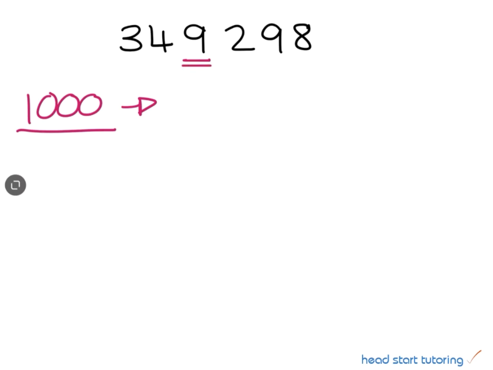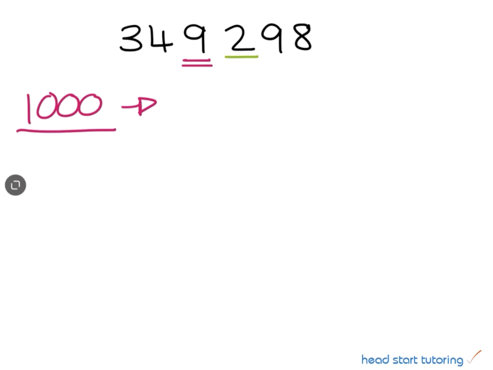Because I've now underlined the thousands column, I need to have a look at the number to the right, which is our hundreds. We now need to consider, is 9,298 closer to 9,000, or is it closer to 10,000? And in this case, we know that 9,298 is closer to 9,000. It only has a difference between 9,000 and 9,298 of 298.